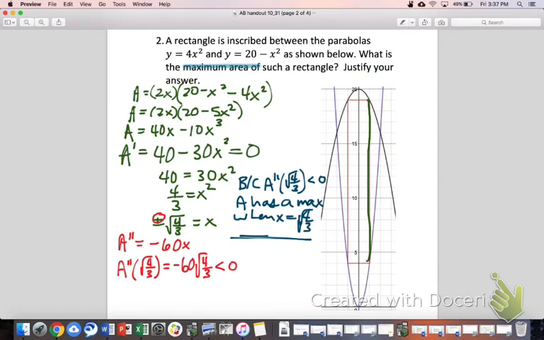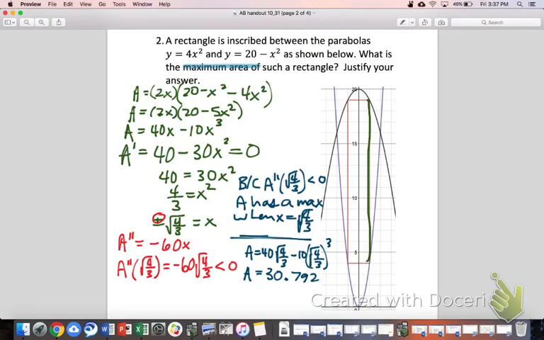So to find the area, I'm just going to use my area formula from above. I'm going to say area equals 40 times root 4/3 minus 10 times root 4/3 cubed. So take a second and figure this out in the calculator, and I'll do the same. All right, so using the calculator, I got area would equal 30.792 for the maximum area of this rectangle. Okay, hope that worked out for you.